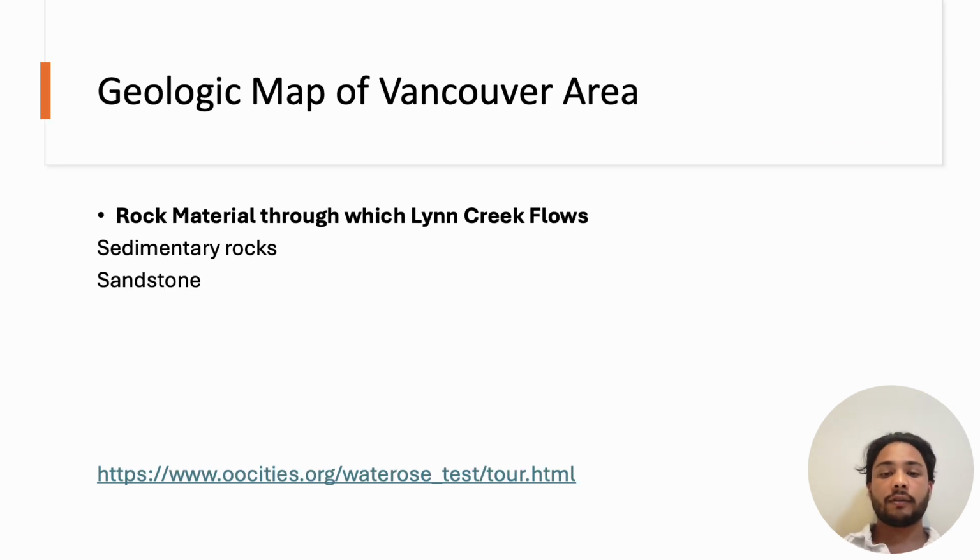According to the geologic map of the Vancouver area, Lynn Creek flows through sedimentary rocks and sandstone. This information is important as it influences the creek's path and behavior.